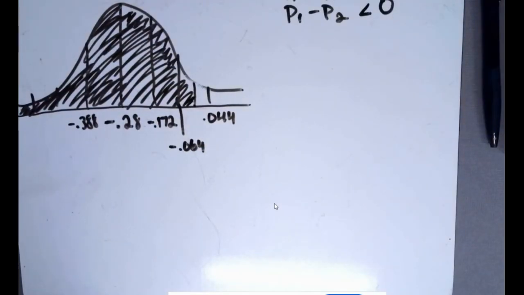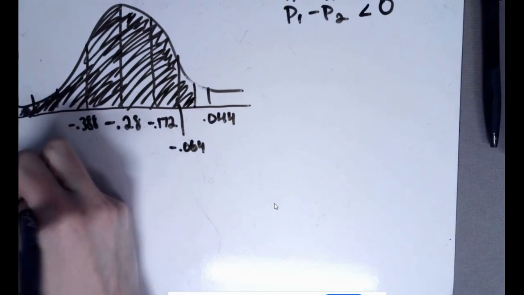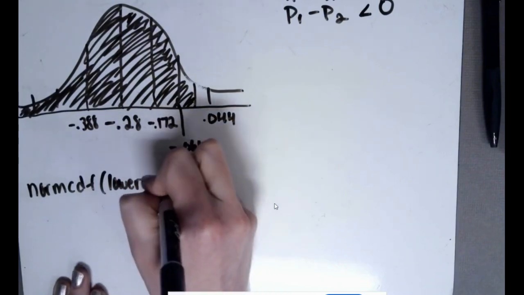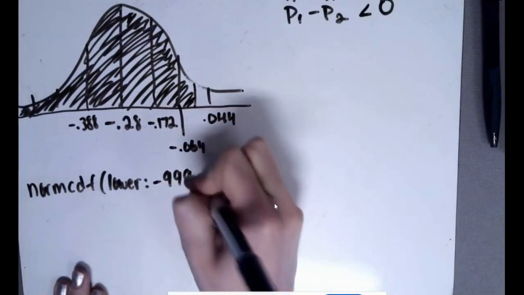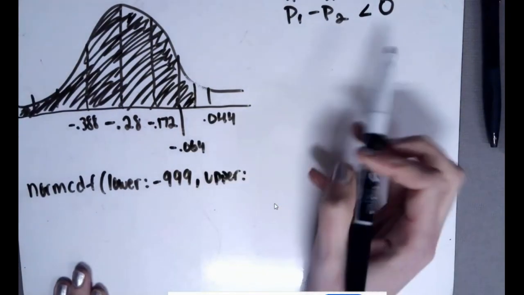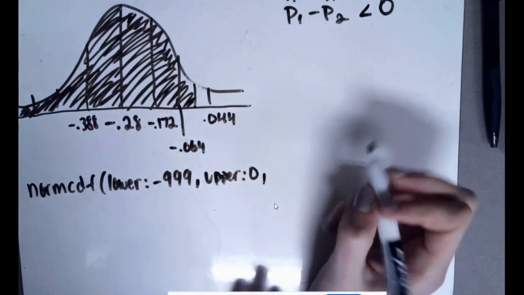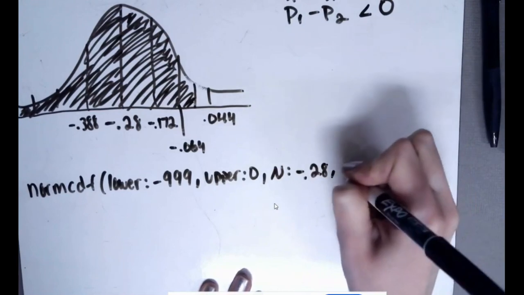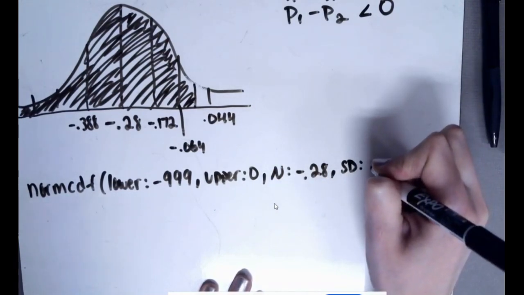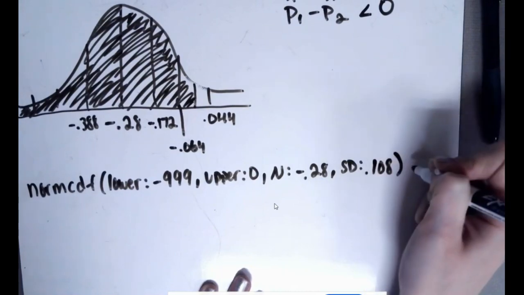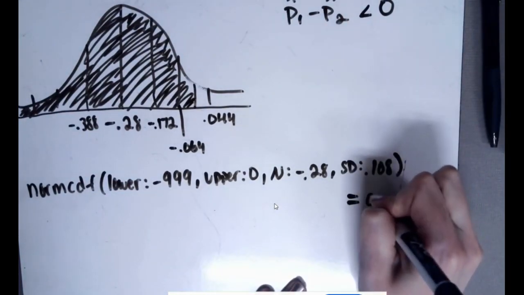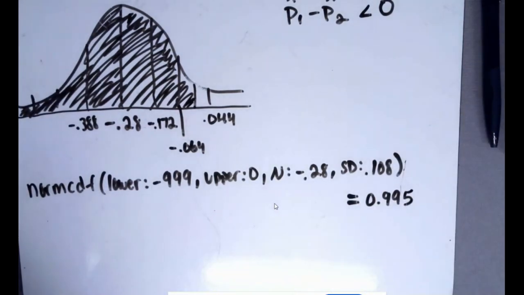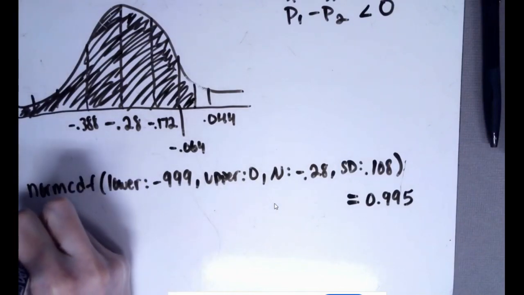So if you have a graphing calculator, you can calculate that area, that probability, by doing normalcdf. We're going all the way to the left, so you would just pick a really low negative number as your lower bound. Our upper bound is going to be 0, because we want to go up until 0. The mean is negative 0.28, and the standard deviation is 0.108. So if you calculate that, you should get 0.995.